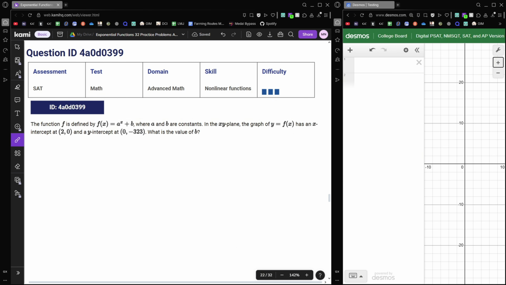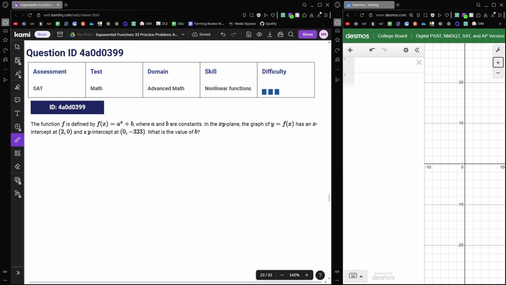Question number 22. The function f is defined by that equation where a and b are constants. In the xy plane, the graph of y equals f of x has an x-intercept at (2, 0) and a y-intercept at (0, -323). What is the value of b?